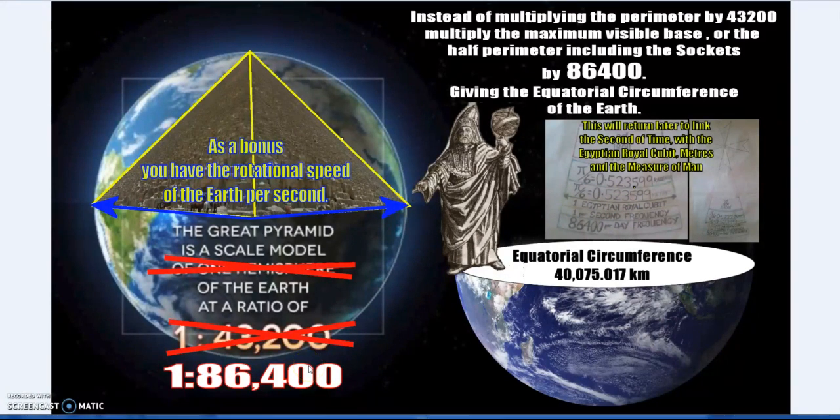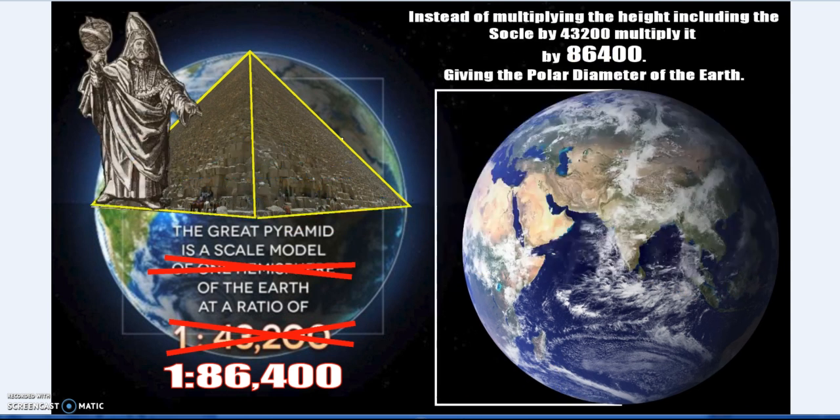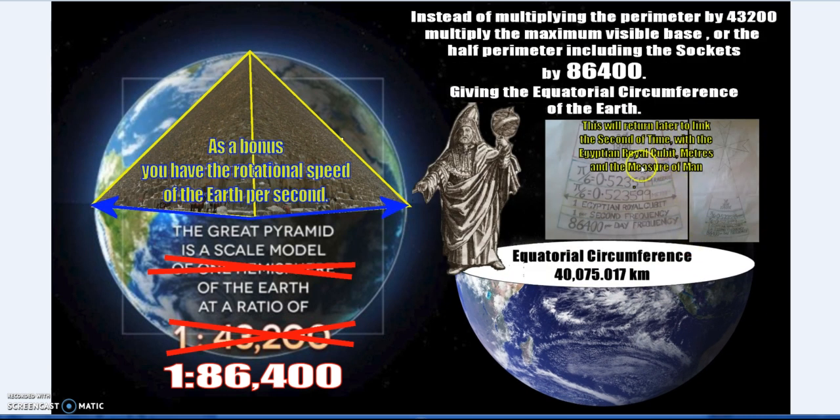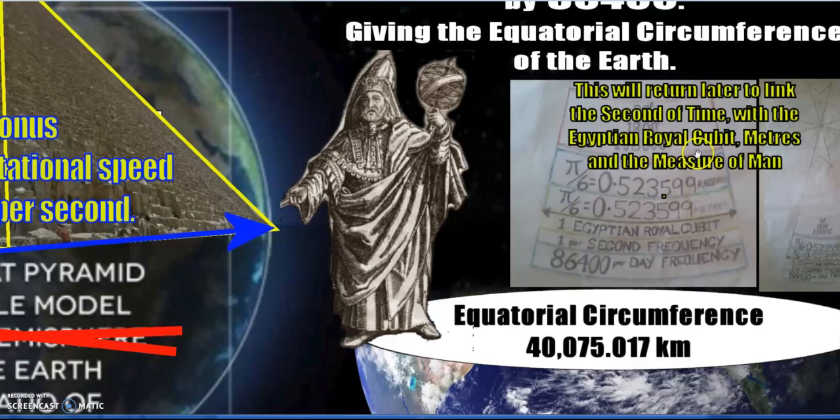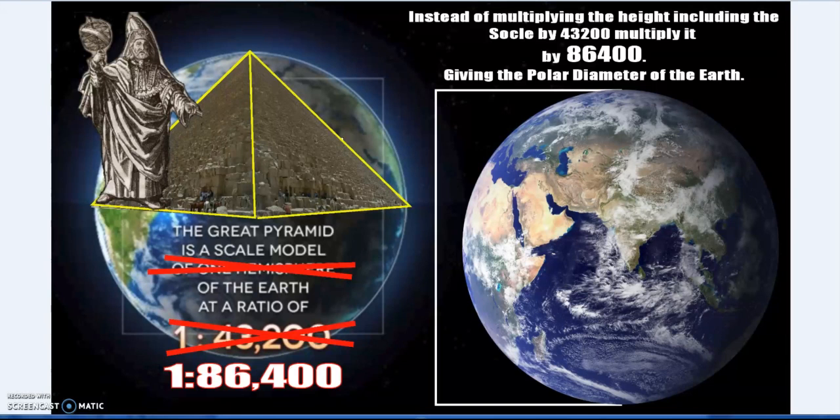So now we have the rotational speed of the Earth per second, as in 86,400 seconds per day. The maximum visible base of a three-dimensional pyramid, including the sockets, multiplied by 86,400, we get the equatorial circumference of the Earth with the same precision. Now, this will link, again, 1 second of time with the Egyptian royal cubit with meters and the measure of man, including the imperial measures, and we'll touch on that.